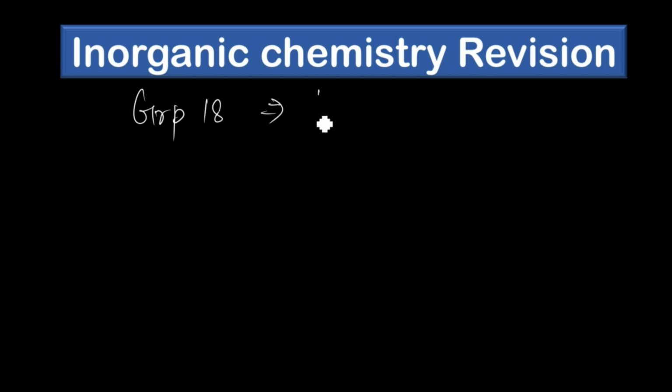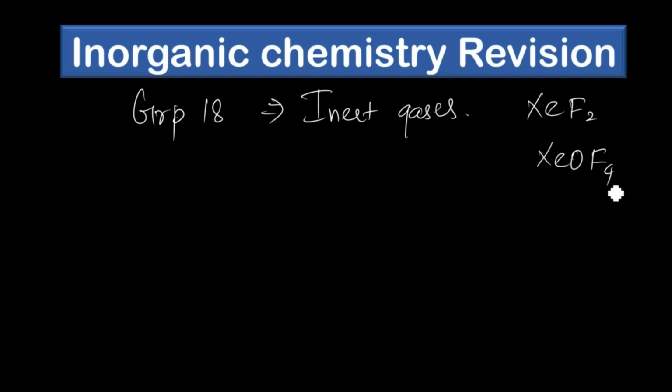Group 18 are inert gases. What I can say about them is that they are completely filled. Sometimes xenon can form compounds like XeF2, XeOF4, and so on. But otherwise, these are completely filled and high in ionization energy. It's almost not possible to take an electron out.